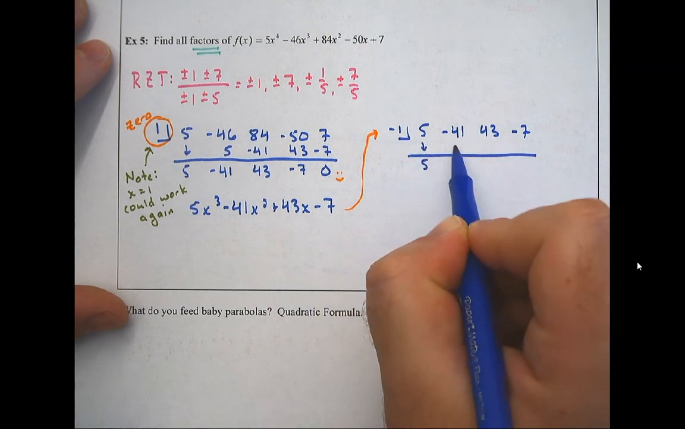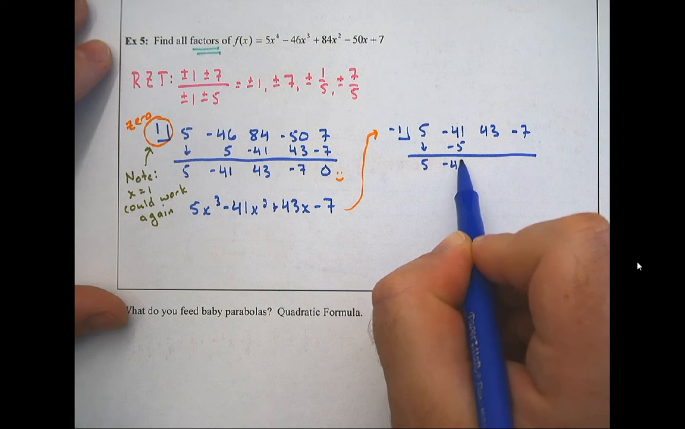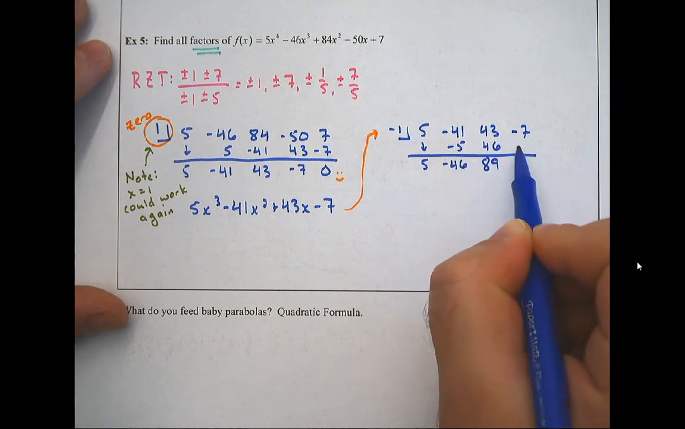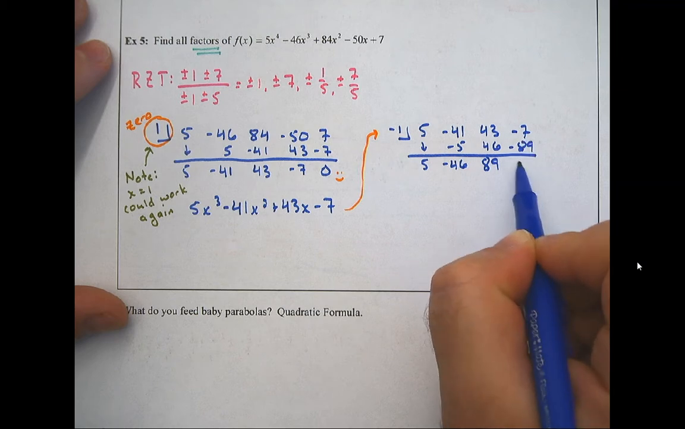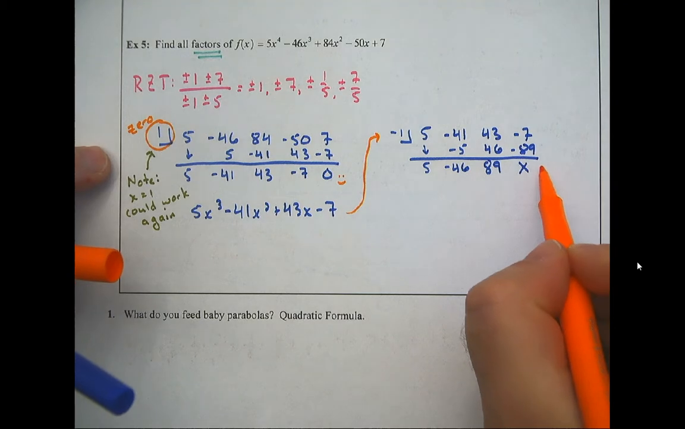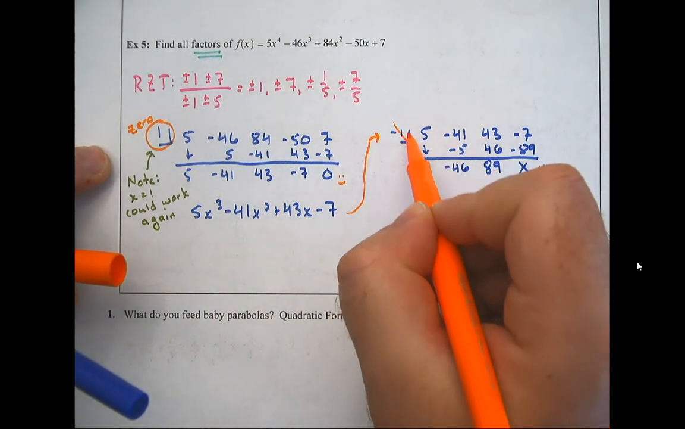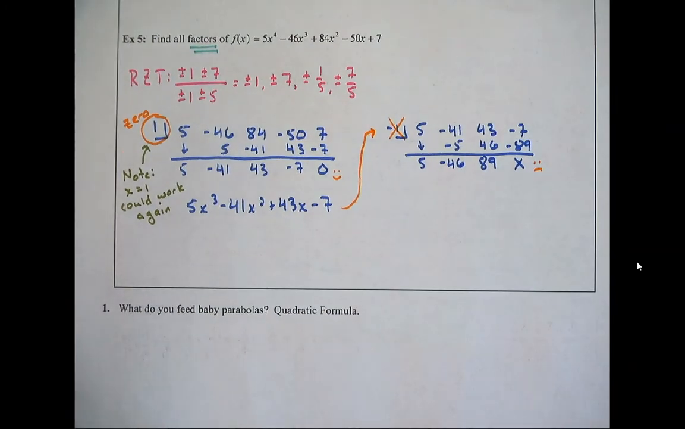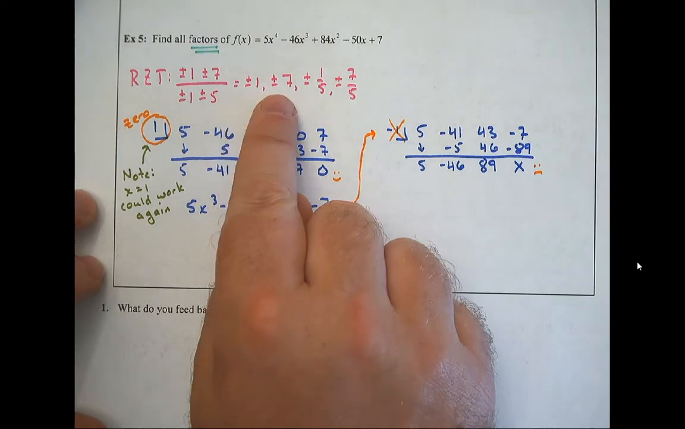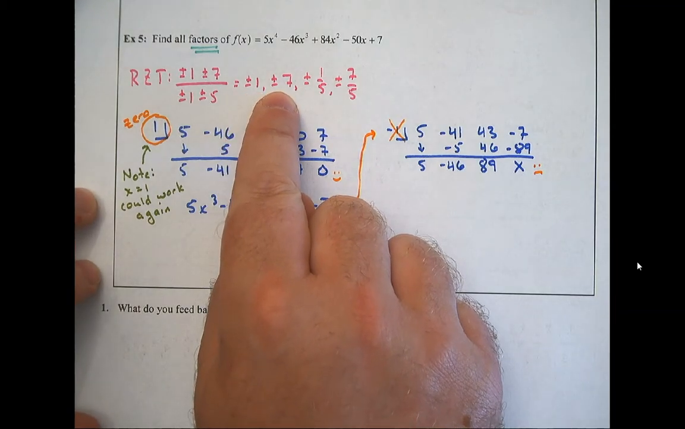5 drops, that's negative 5, that's negative 46, that's 46, that's 89, that's not a good sign, minus 89, I don't know what that is, but it definitely is not going to give me a remainder of 0. I didn't get a remainder of 0, which means I can now eliminate negative 1 from the possible list. It'll never work again. So, negative 1 didn't work, so I'm going to try something else. I'm going to move on to 7 or negative 7. I'm going to try 7 first.